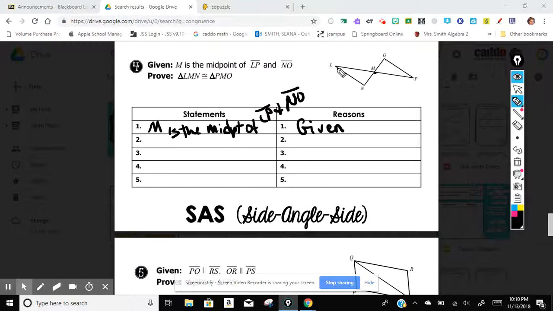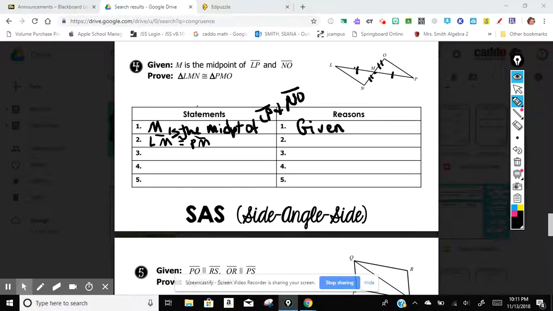So what that means is from L to M, that's going to be congruent to P to M. And then from N to M is going to be congruent to O to M, because the midpoint splits both of those segments in half. So let's look at what has happened. L to M and P to M being congruent is not listed under our statements. So we're going to go list that. So L to M congruent to P to M.